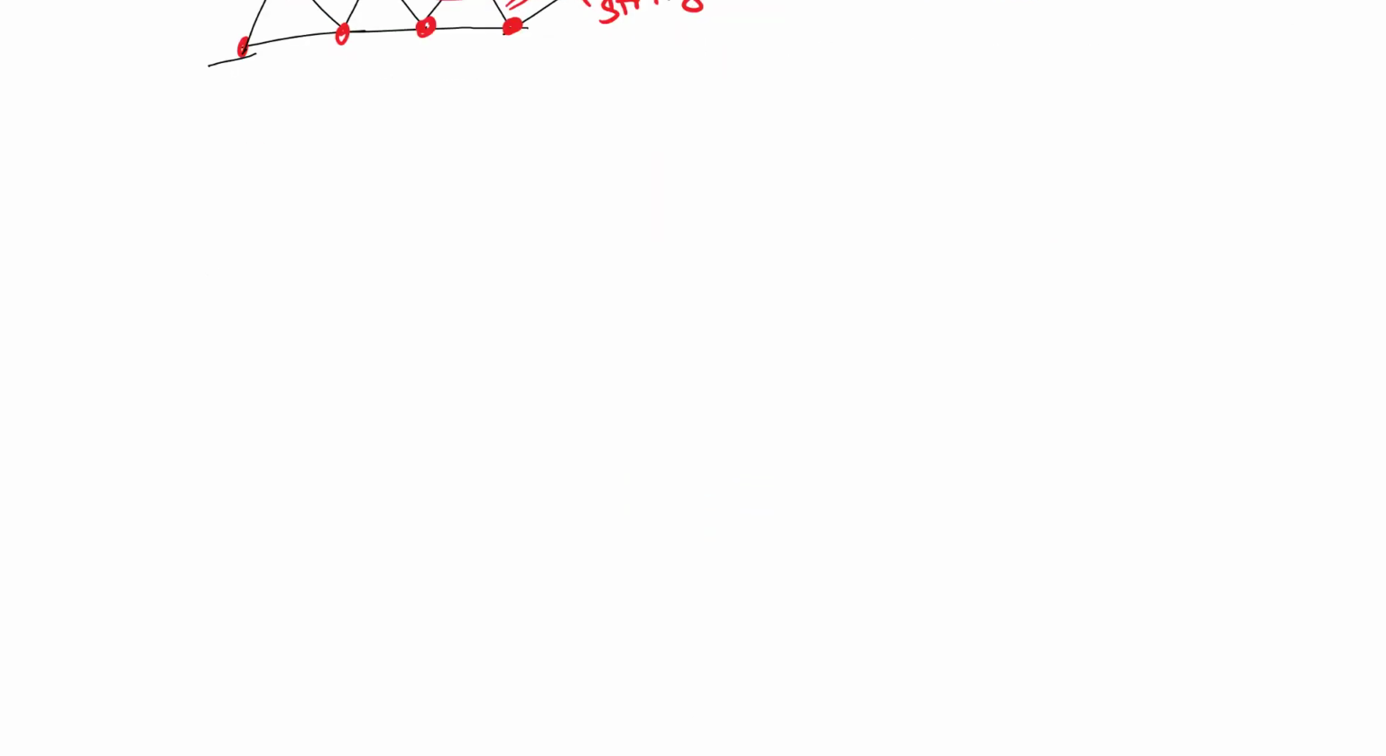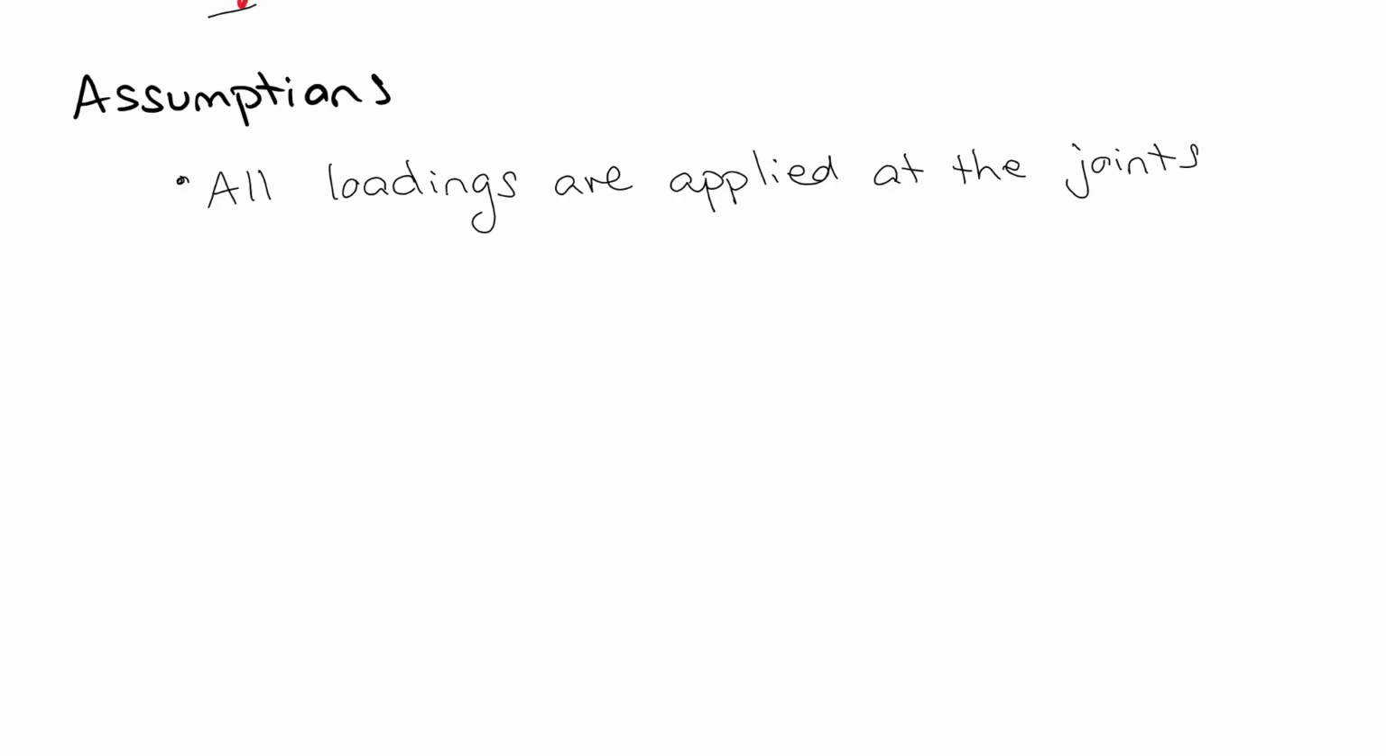There are some additional assumptions that we're going to make. The first one we already talked about, which is basically that all the loadings are going to be applied directly at the joints. So if I have a truss, I'm not going to think about what happens if there's a weight here. That's not what I'm going to do. All the weights are going to be directly at the joints.